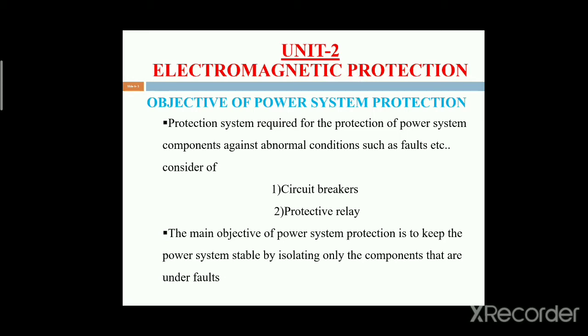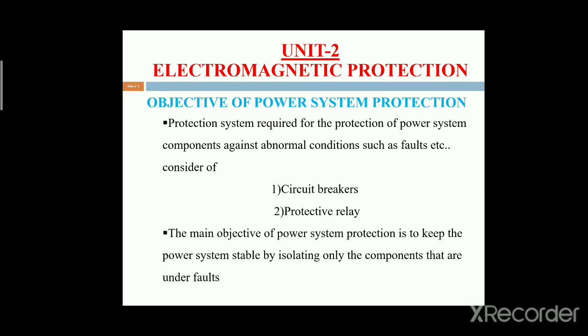In the first unit we already discussed the circuit breakers. It is also one type of electromagnetic device, and how it is operated and what the classifications of circuit breakers are were discussed in the previous classes. Now, in the present class, I am discussing what is meant by the electromagnetic protective relay. First of all, the protective systems are required for the protection of power system components.